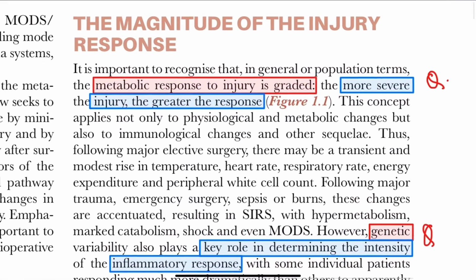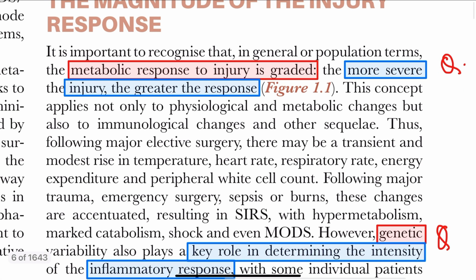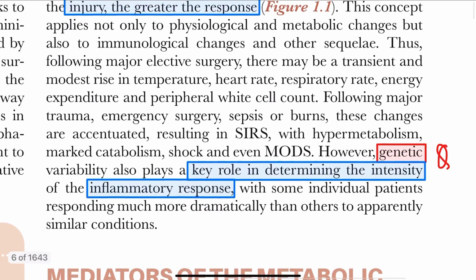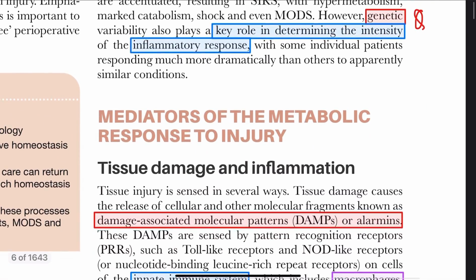So what is the magnitude of injury response? The magnitude of the response to injury is graded, that is very important. The more severe the injury, the greater the response. It's graded, the keyword is graded. And genetics plays an important role in determining the intensity of the inflammatory response. So genetics has a key role in the response to injury.